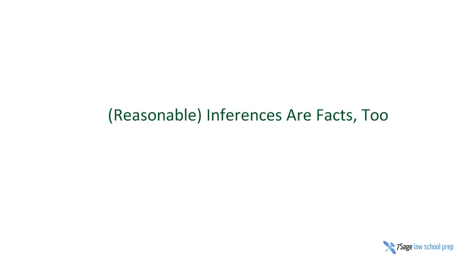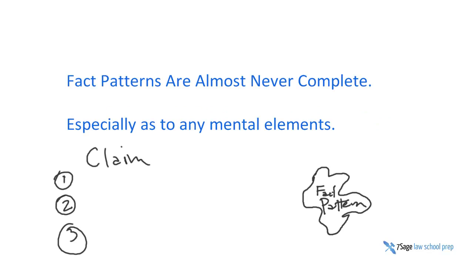This tip is reasonable inferences are facts too. What do I mean by that? The fact patterns that you're given are just short stories that the professor makes up or maybe rips from the headlines a la Law and Order. They are by their nature necessarily limited. You don't want to read a 6-hour fact pattern, so the professor makes it relatively terse.